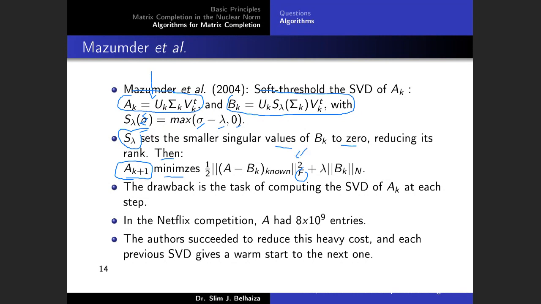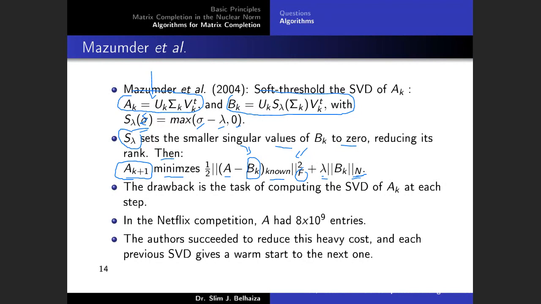So it's kind of minimizing the difference between your forecasting and the known part of A. You are computing a new matrix B_K at every iteration, and on the known values, you are minimizing the Frobenius norm squared, plus some kind of penalty, which is lambda times the norm, the nuclear norm, of B_K.